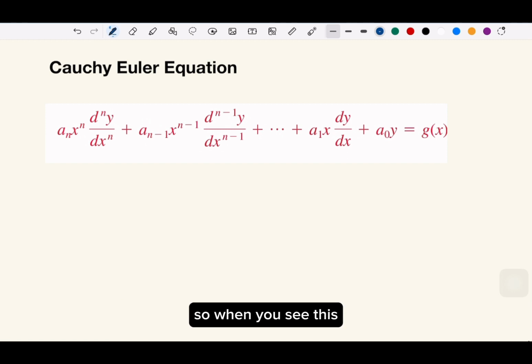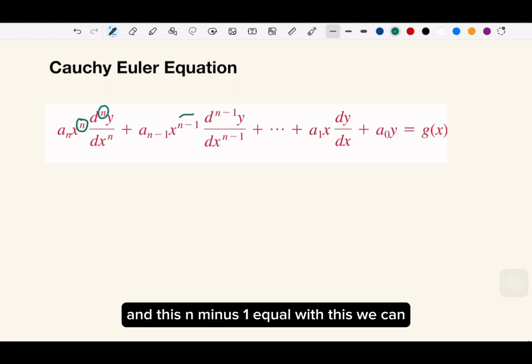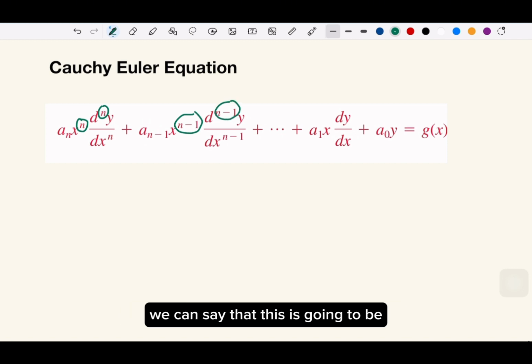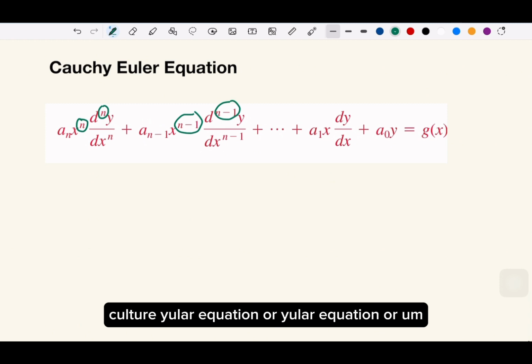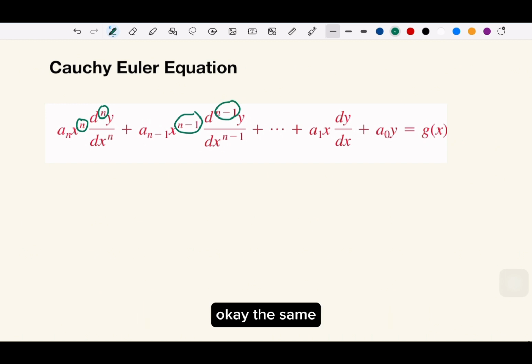So when you see this, this n equals this, right? And this n minus 1 equals this, we can say that this is going to be a Cauchy-Euler equation, or Euler equation, or Euler-Cauchy equation. Maybe you reverse that. It's the same. Okay, the same.